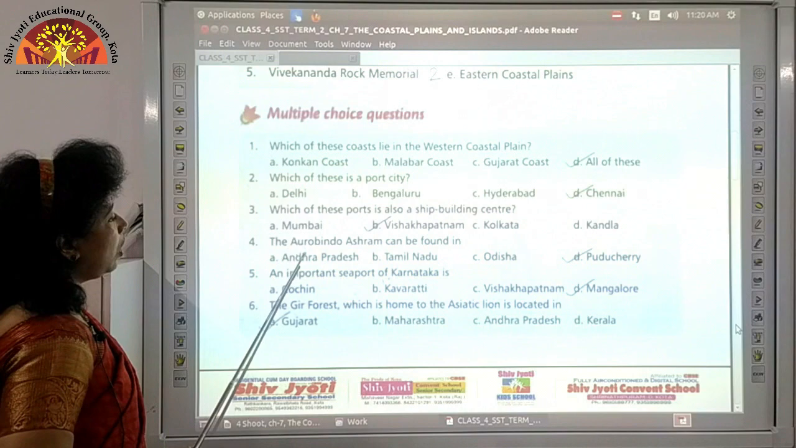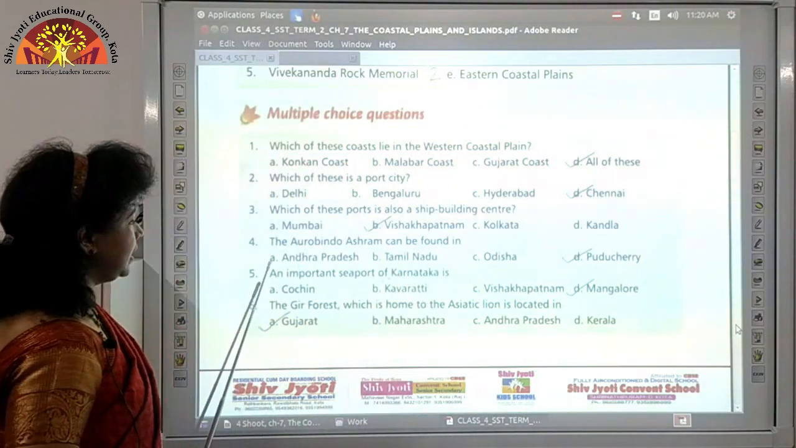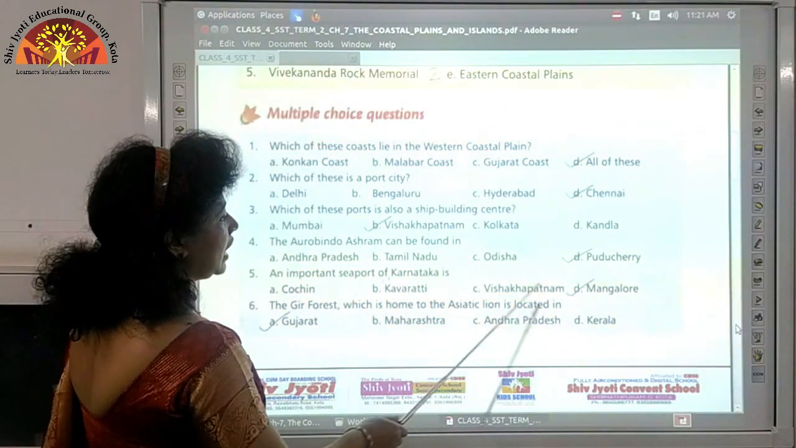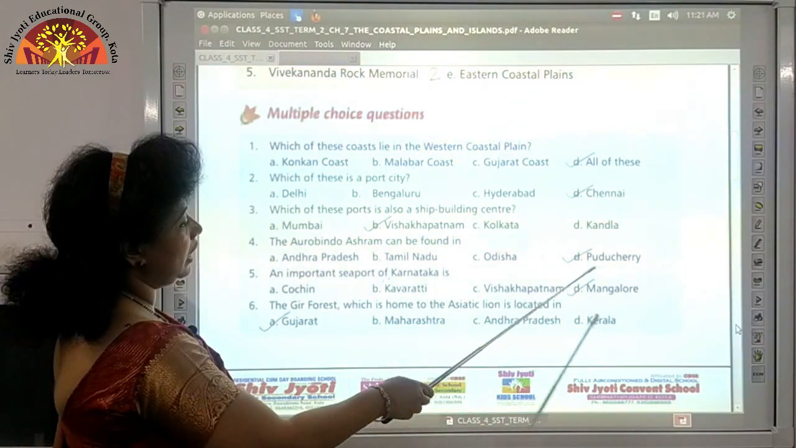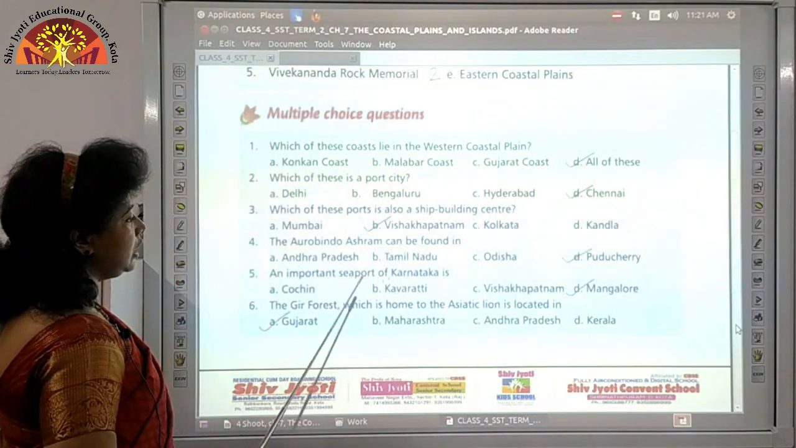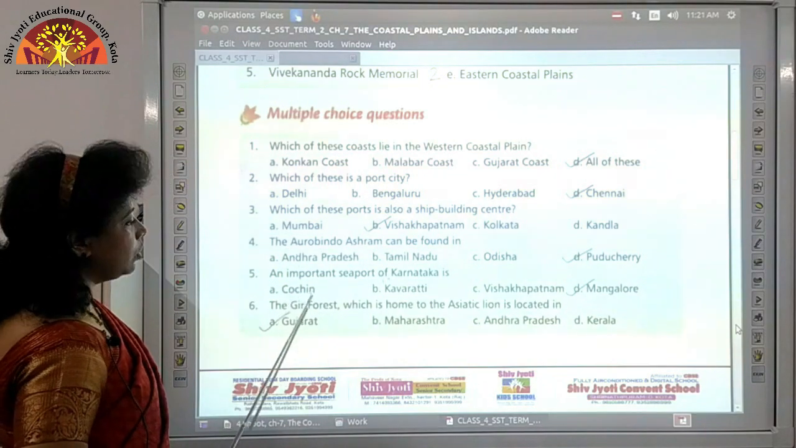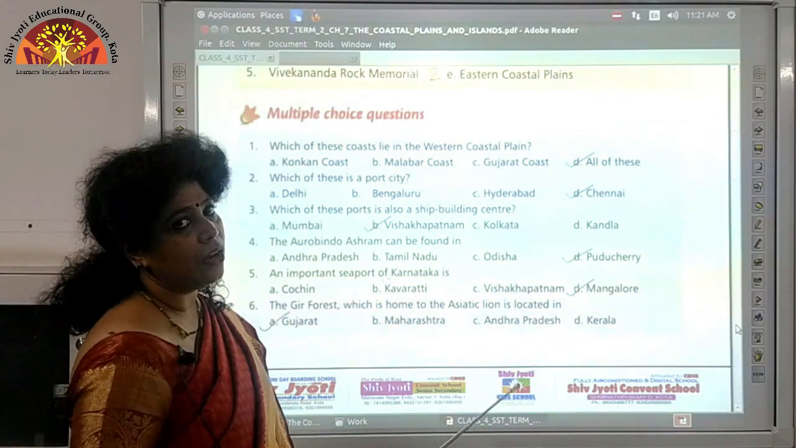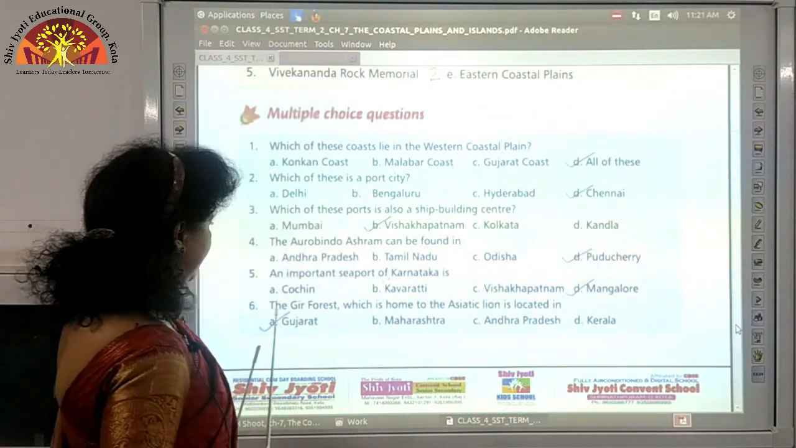Question 4, the Aurobindo Ashram can be found in dash. So your options are A, Andhra Pradesh, B, Tamil Nadu, C, Odisha, and D, Puducherry, and the correct answer is D, Puducherry. Put a tick in D. Question 5, an important seaport of Karnataka is dash. Your options are A, Cochin, B, Kavaratti, C, Visakhapatnam, and D, Mangalore, and the correct option is D, Mangalore. Put a tick there in D.